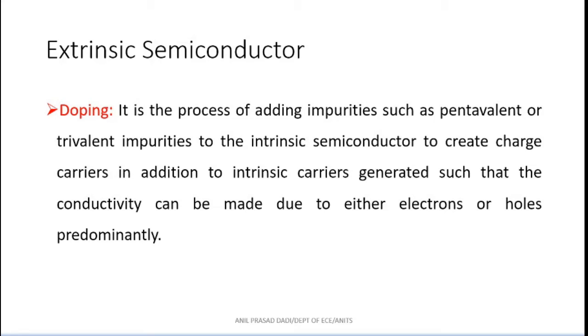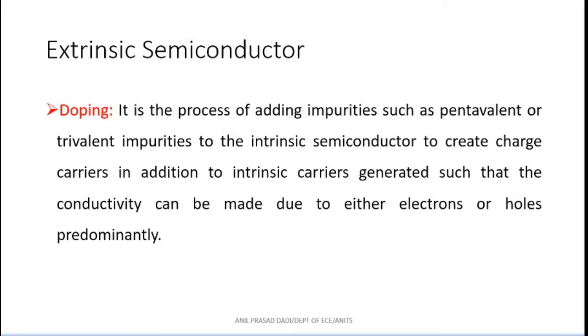What doping does is nothing but adding impurity atoms, either pentavalent or trivalent impurities, to your intrinsic semiconductor to create the charge carriers, in addition to the intrinsic carriers generated. There are already certain intrinsic carriers. We have learned that for silicon it is 1.5 into 10 to the power of 10. Likewise, for any material there are certain numbers of intrinsic carriers. In addition to those intrinsic carriers, you are creating charge carriers, but not both the electrons and holes. Only one type of charge carriers you are creating by means of doping.